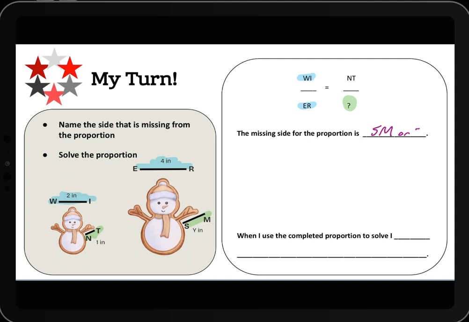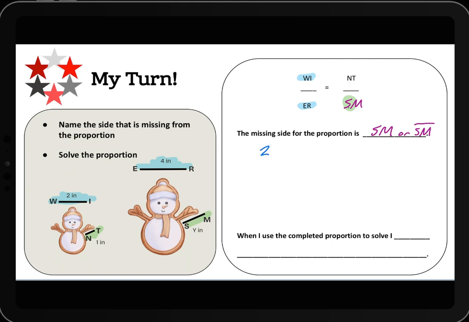Again, if it's just mentioning a side length, or just the side, it's SM with a segment straight edge on top. But if it's just SM, you can just say SM. It's missing SM down there, right? So now we can set up our proportion by plugging in everything into that proportion.